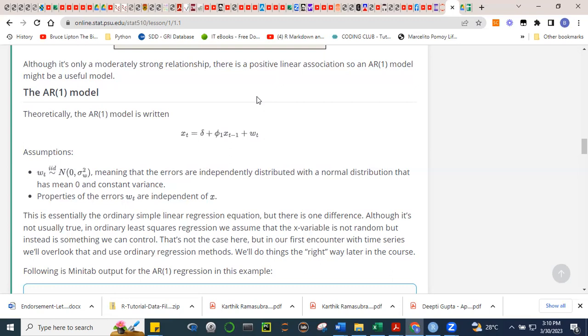Okay, past value. And your error terms here are identically and independently distributed and normally distributed with mean 0 and constant variance. So this is the assumption that your residuals should have 0 mean and constant variance. If it does not display this, then it will violate the assumptions of a regression model. So we'll have to diagnose a time series.